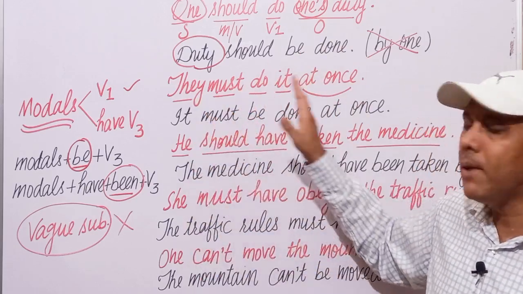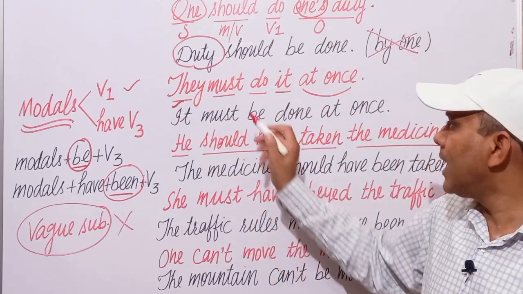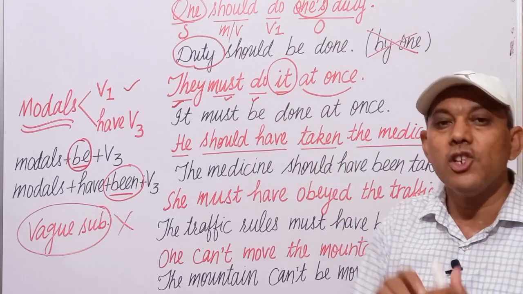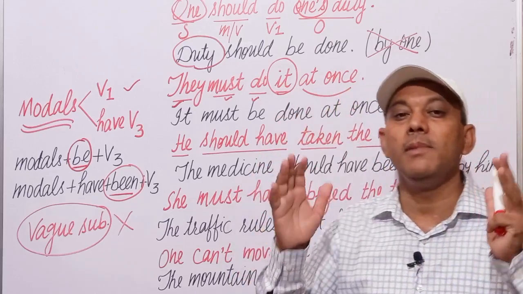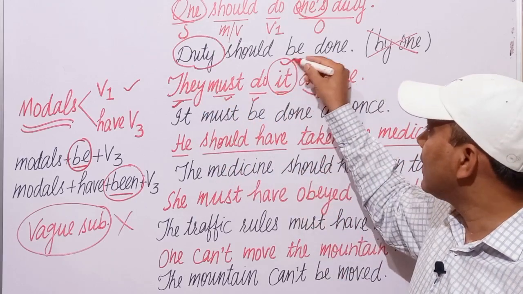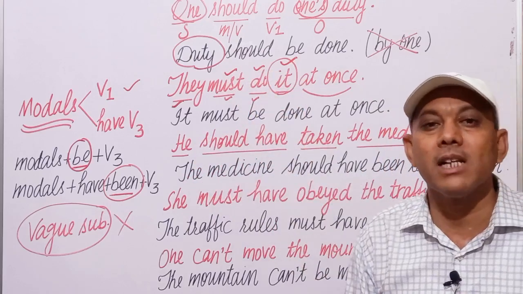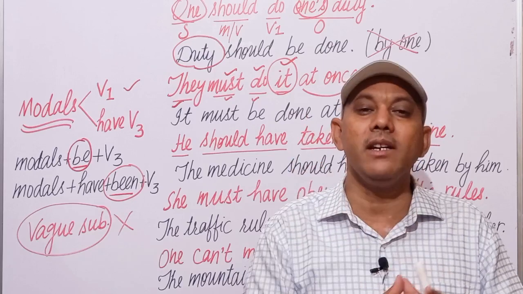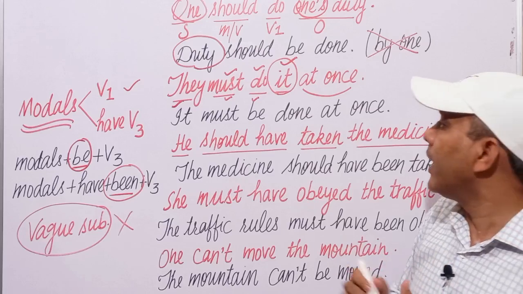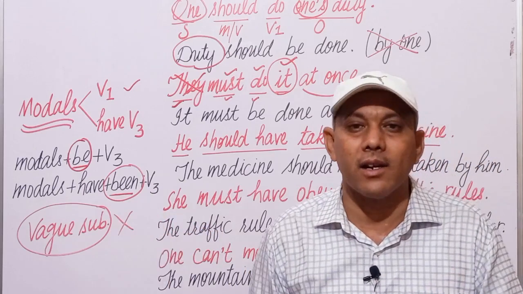Next example, they must do it at once. Here they is the subject, must do is the modal verb with V1, and it is the object. They must do it. At once means immediately. We should start the passive form with it. It, modal verb plus be plus past participle: it must be done at once. We need not add by them here, or if we add it, there is no error.